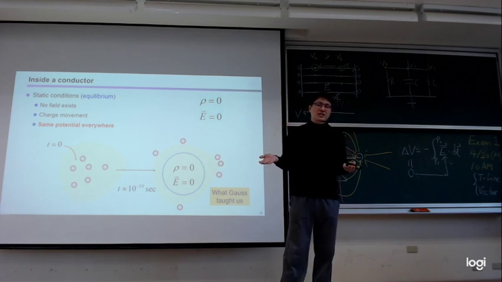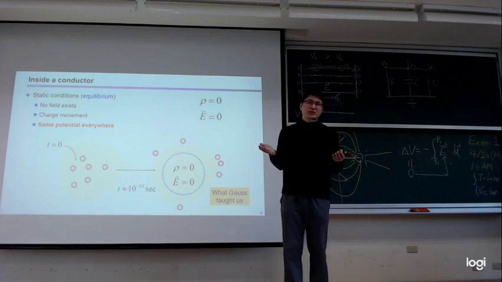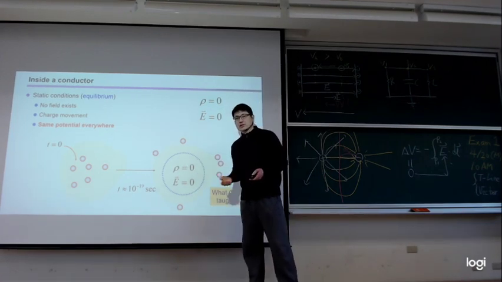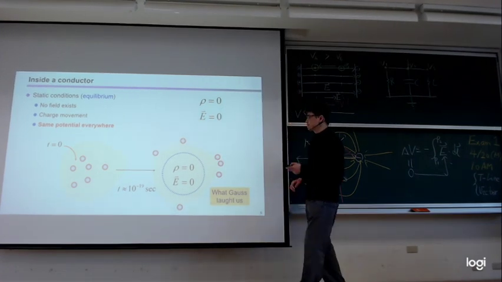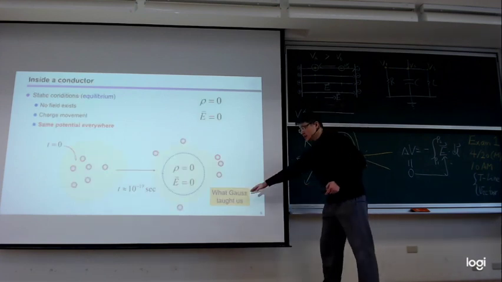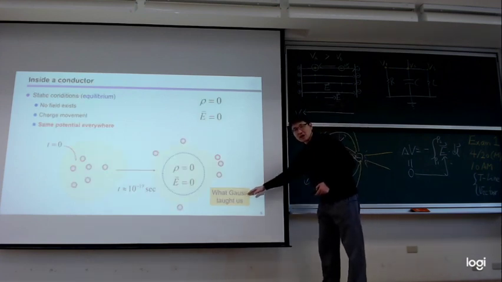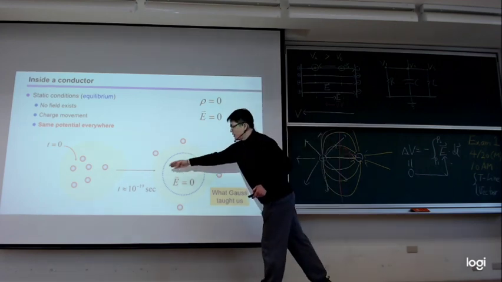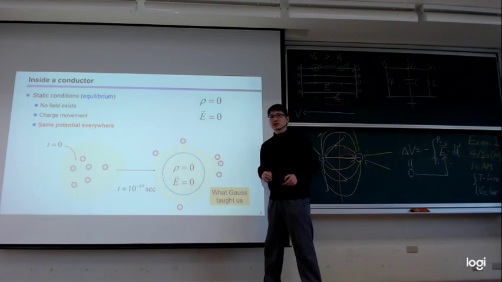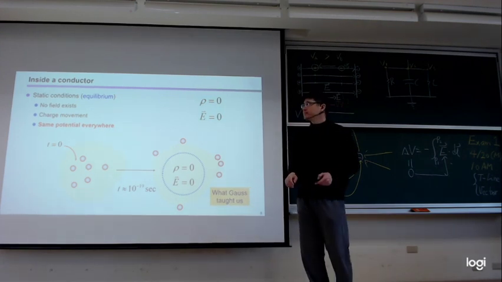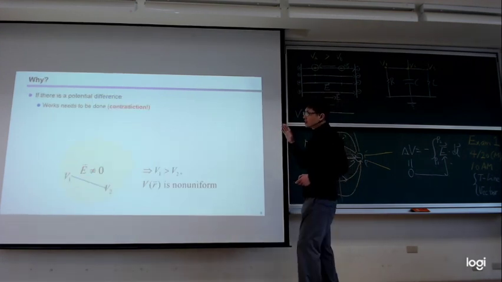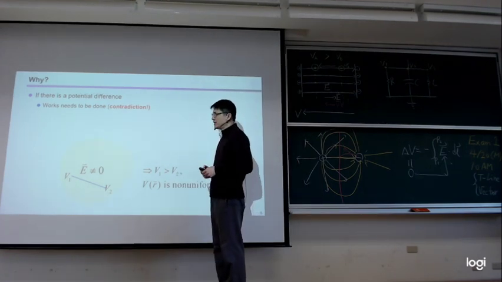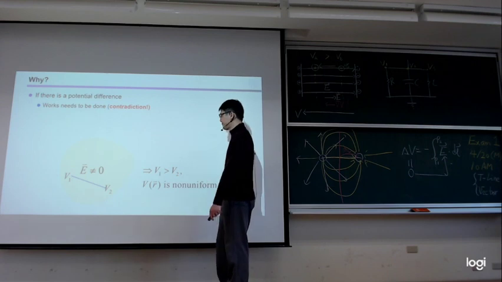Based on our understanding, we don't have potential difference. Then we don't have fields. We don't have charges. Okay? So that's exactly what Gauss taught us. So inside, if you don't have field, you don't have charge, right? So now take a close look. We can try to understand this in a more detailed way.